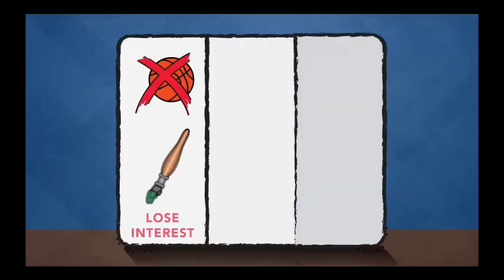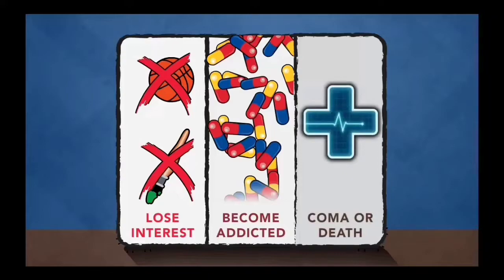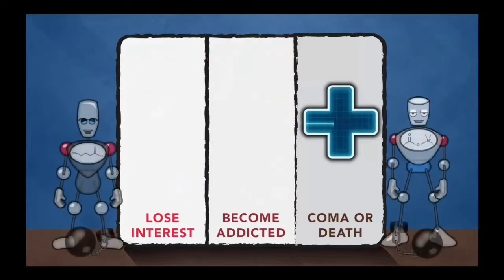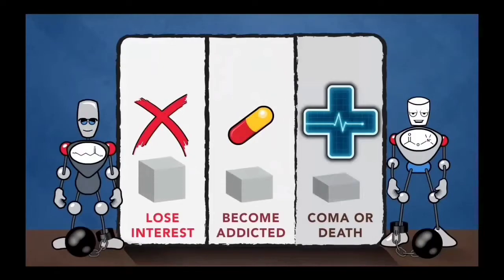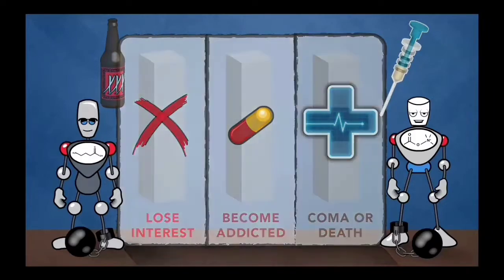Depressant abuse can keep you from getting excited about the things you love. Eventually, you might need to take them just to feel normal. And abusing depressants can slow your body function so much you could end up in a coma, or even dead. If depressant abuse isn't bad enough, combining them with alcohol or other drugs is even more dangerous.